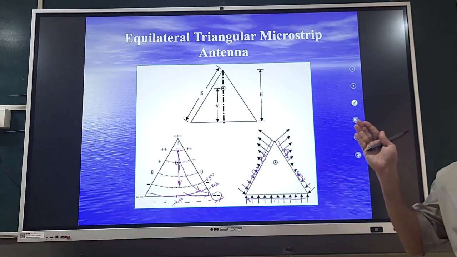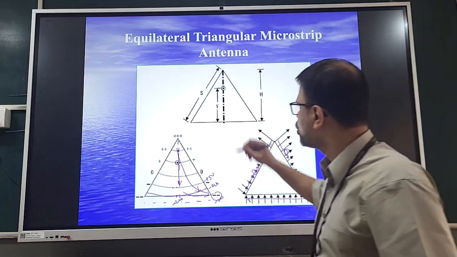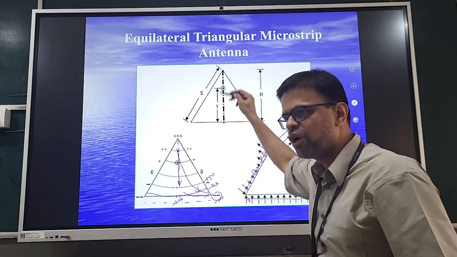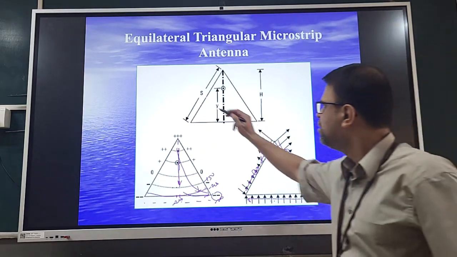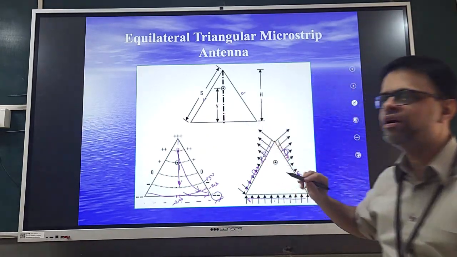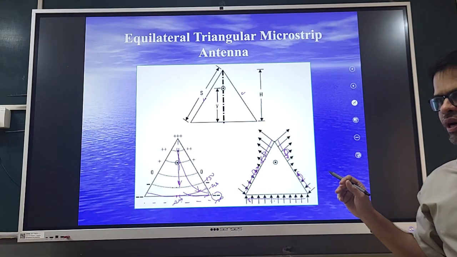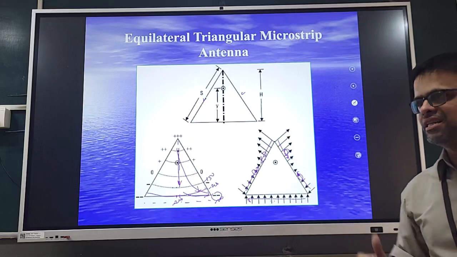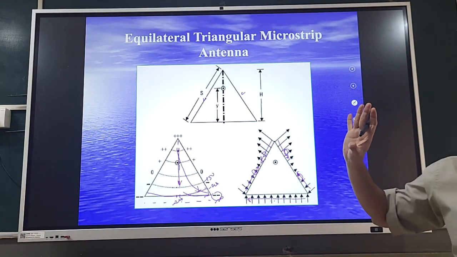Fundamental mode is TM10. Remember, in some books they also call the one variation along the height. That is also fine. But generally we say the one variation is along the side lengths rather than the height. So this is about equilateral triangular geometry. Now we'll go to the design aspect: how to design that equilateral triangular microstrip antenna.